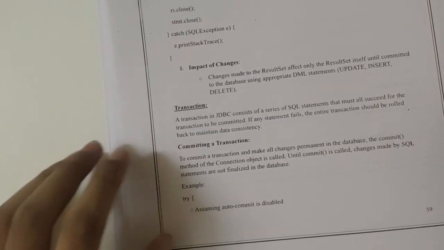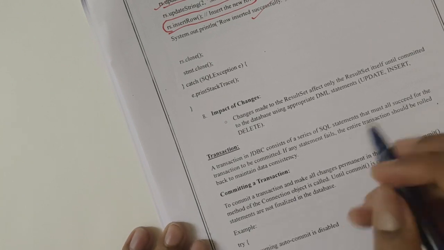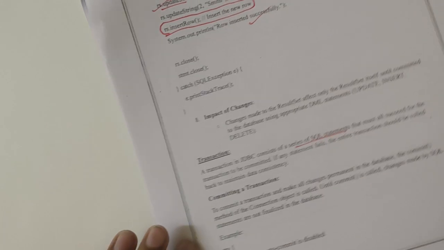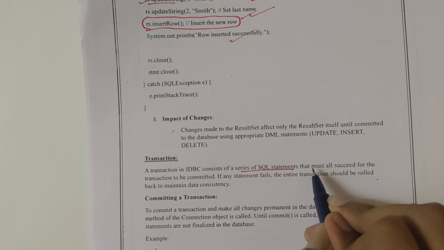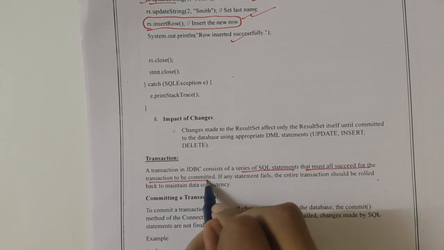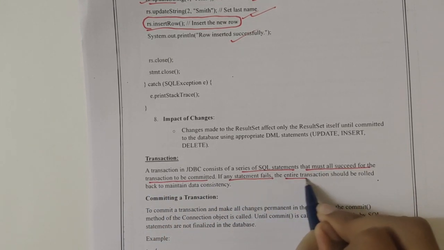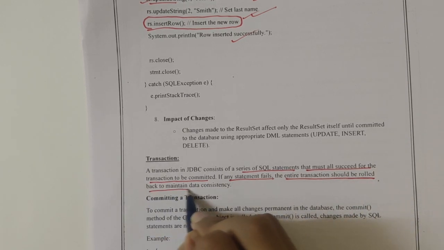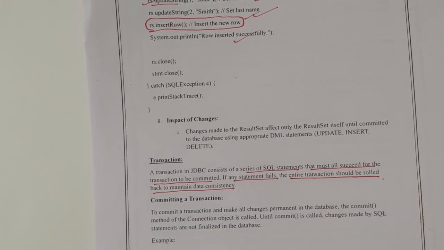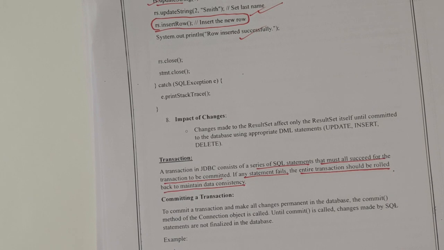Next is transaction. What is a transaction? A transaction in JDBC consists of a series of SQL statements that must all succeed for the transaction to be committed. If any statement fails, the entire transaction should be rolled back to maintain data consistency. That means it is a series of operations occurring sequentially to achieve a particular task. But if any failure happens in between, the transaction should be rolled back to the beginning again to maintain data consistency.